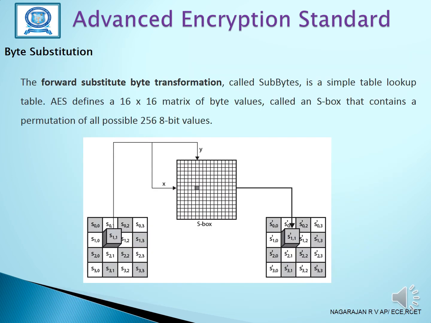Byte substitution. In byte substitution, the forward substitute byte transformation, called SubBytes, is a simple table lookup. The table is defined as a 16 by 16 matrix of byte values called an S box. It contains a permutation of all possible 256 8-bit values. So this is the S box.